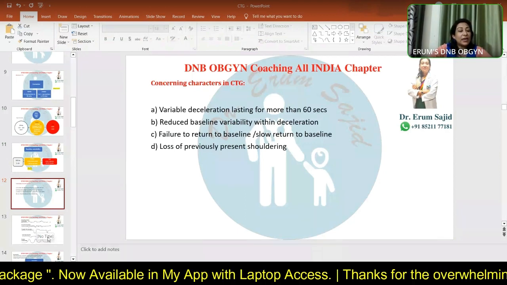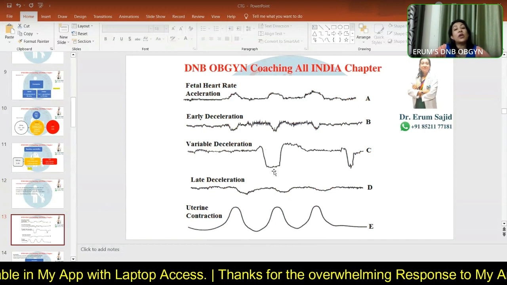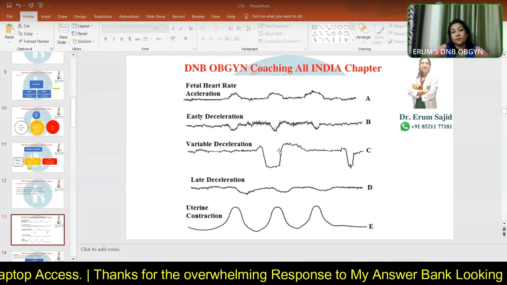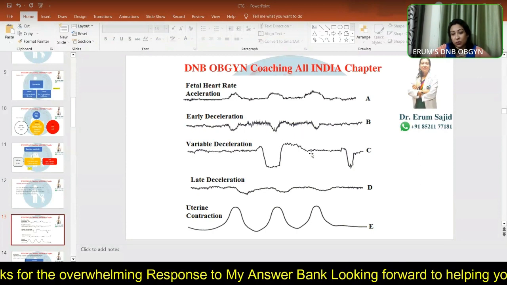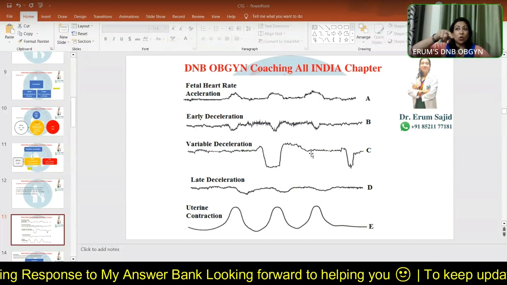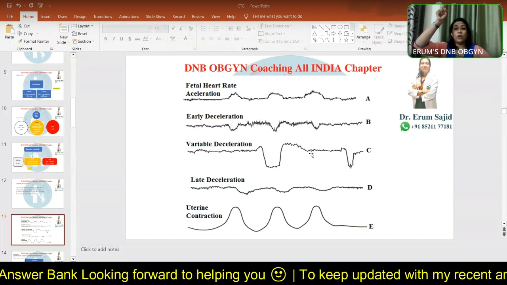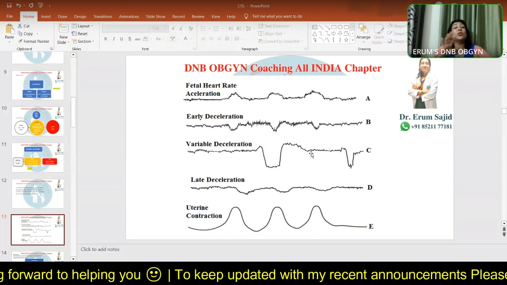Shouldering means that every time there is a dip, here, the fetus tries to compensate for it. To a certain extent, shouldering can be seen here. That means it goes above, back, and then back to the baseline. Are you getting me? Every time there's a deceleration like this, rather than going back to the baseline, it shoots above and then comes back. So earlier on there was shouldering, now there is loss of shouldering.